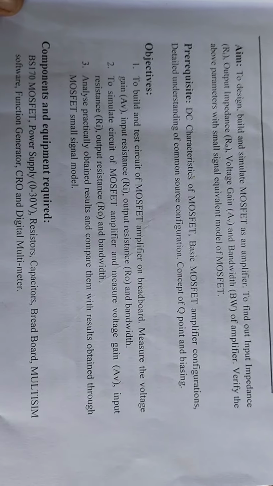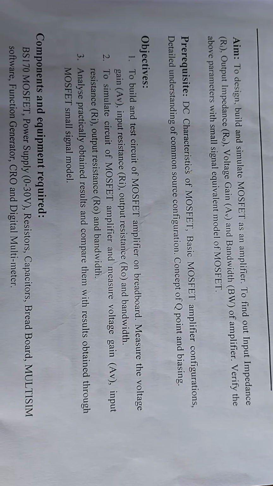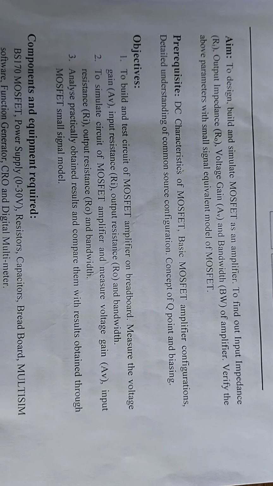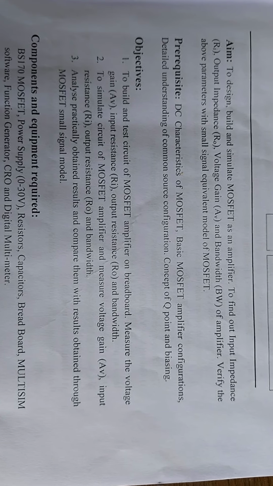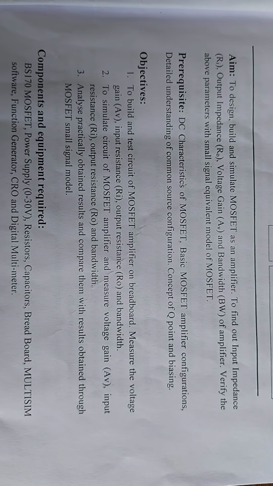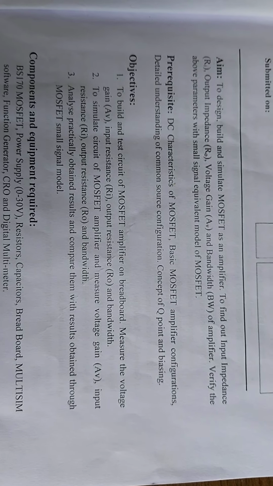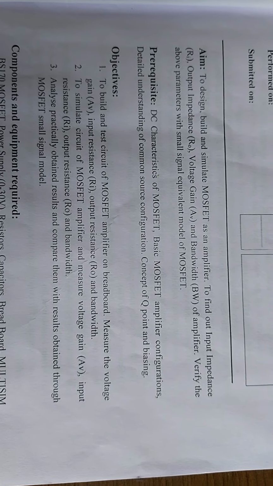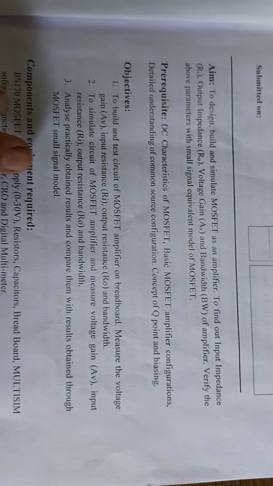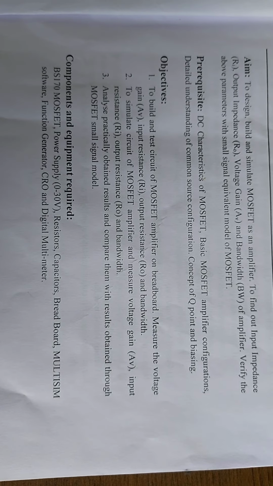The objectives of this experiment are: first, to build and test the circuit of MOSFET amplifier on breadboard, and measure the voltage gain AV, input resistance Ri, output resistance Ro and bandwidth. The simulation part we'll do on Multisim, and we'll find the same parameters there as well as theoretically, and we'll try to cross check the values. We'll analyze practically obtained results and compare them with the results obtained through the MOSFET small signal model.